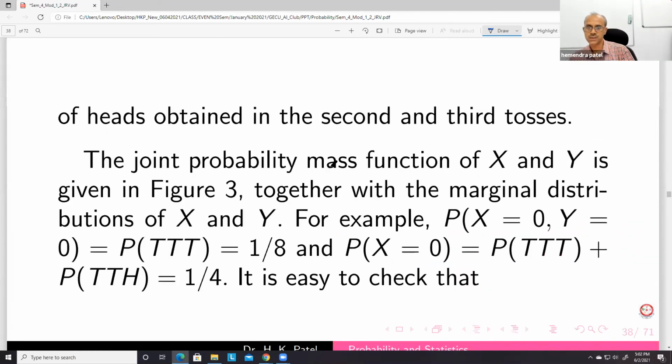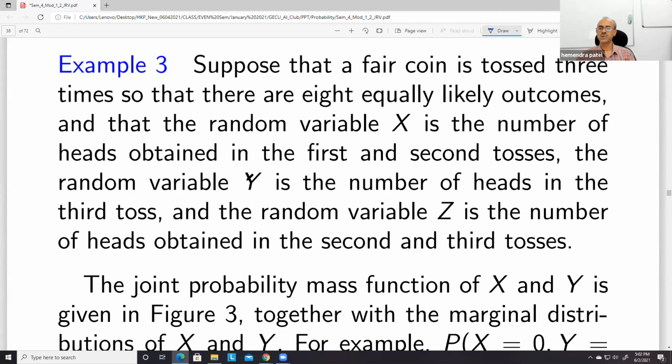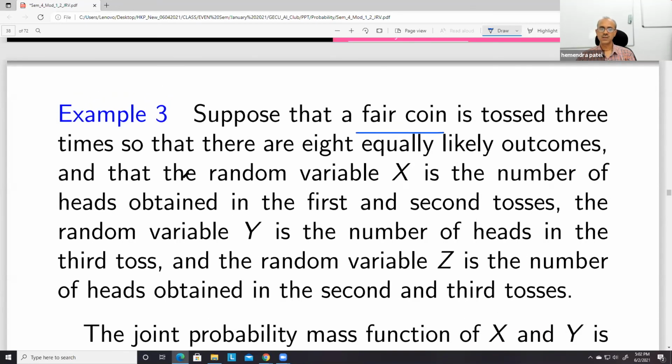What it says is, we have three random variables defined here, and a fair coin is tossed 3 times, so that there are 8 equally likely outcomes. Everybody knows, if you toss a fair coin 3 times, there are 8 equally likely outcomes, and the random variable x is the number of heads obtained in the first and second tosses.